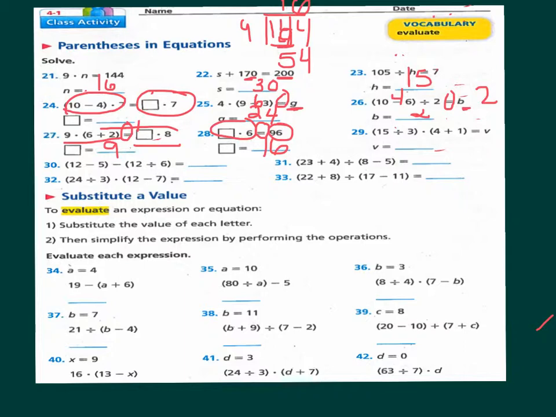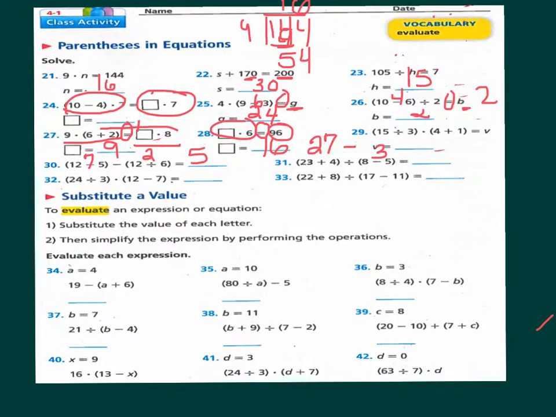All right, number 30 was 12 minus 5 is 7. And you can put the numbers above there if that helps you. 12 minus 6 is 2. Now I'm going to go do it. 7 minus 2 is 5. 23 plus 4, 27. 8 minus 5 is 3.